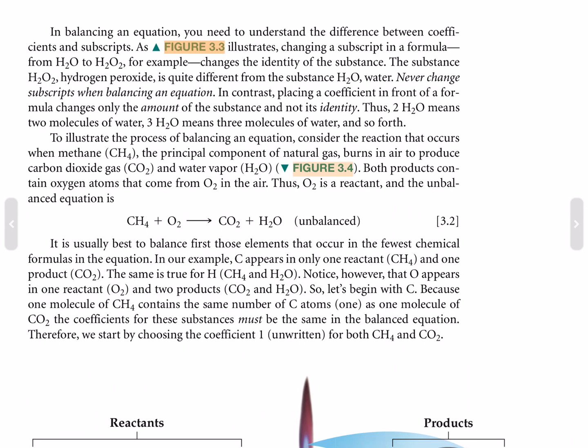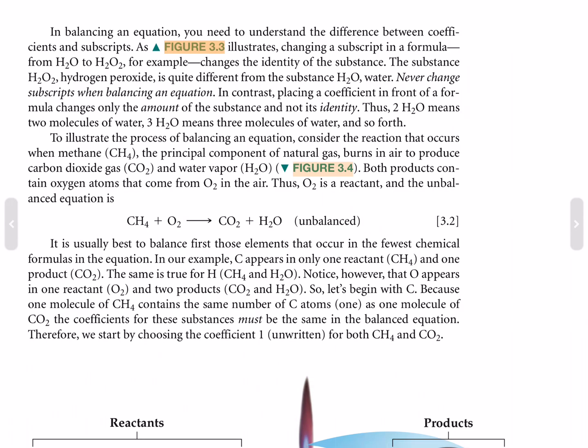In balancing an equation, you need to understand the difference between coefficients and subscripts. Figure 3.3 illustrates that changing subscripts in a formula from H2O to H2O2, for example, changes the identity of the substance. The substance H2O2, hydrogen peroxide, is quite different from the substance H2O, water. Never change subscripts when balancing an equation. In contrast, placing a coefficient in front of the formula changes only the amount of that substance and not the identity of the substance. Thus, 2H2O means 2 water molecules, 3H2O means 3 molecules of water, and so forth.